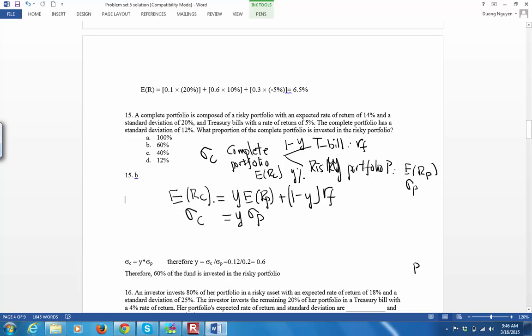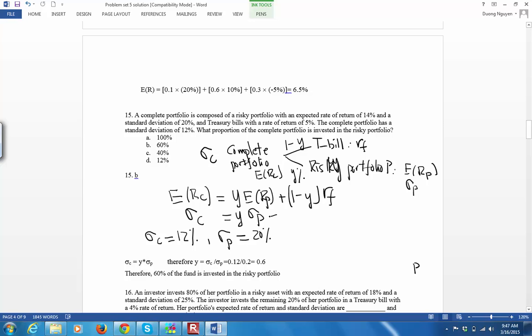Okay, so what it means is, if you know the return of the risky portfolio, you know the risk-free rate, and you know how many percent of your money is invested in the portfolio P, you should be able to get the return for the overall portfolio for the investor and the standard deviation. Now in this case, you are given the complete portfolio sigma C, which has a standard deviation of 12%. And you know that the standard deviation of portfolio P is equal to 20%.